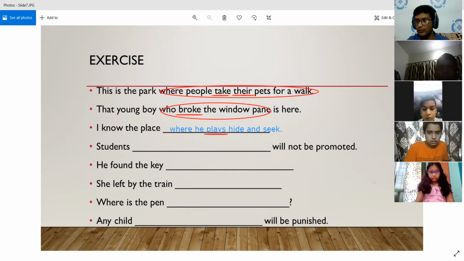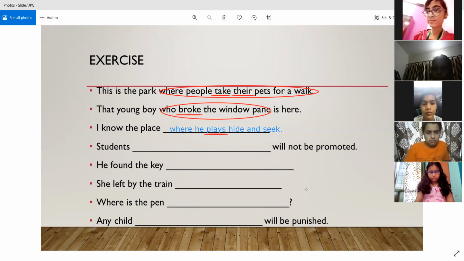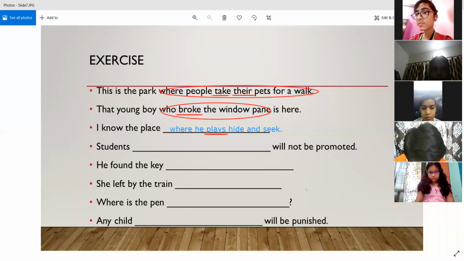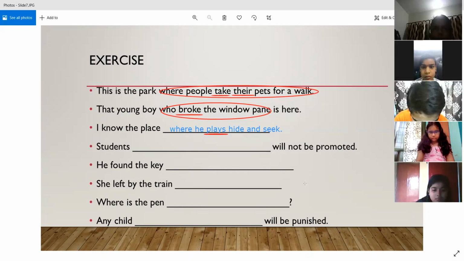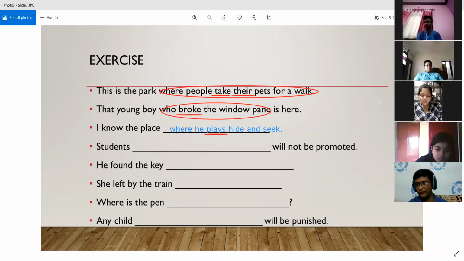Any new student? Okay, the usual ones are answering. Shivansh, try. Students will not be promoted. Think of some students who should not be promoted. Students who are absent all the time will not be promoted. What do you say? At least show your face. You are hiding your face now. Yes, Neha, tell me.